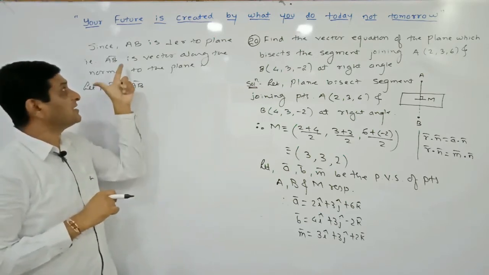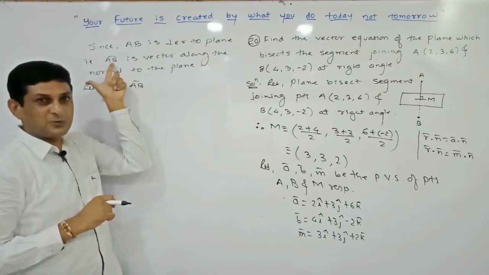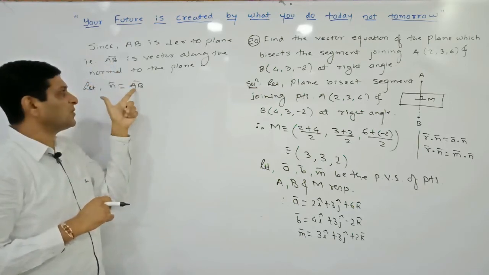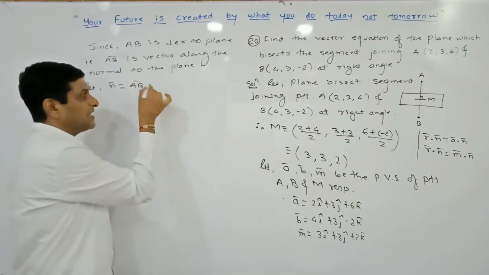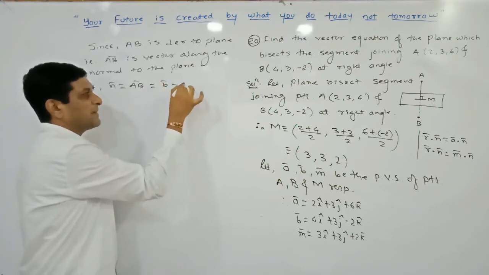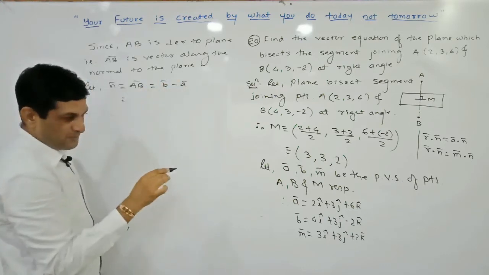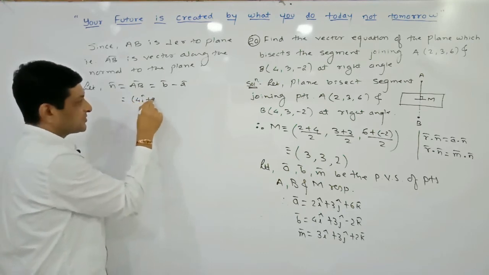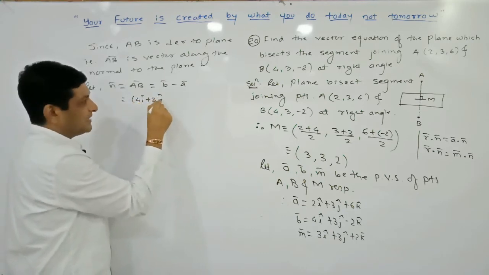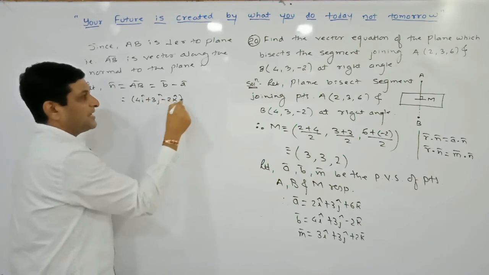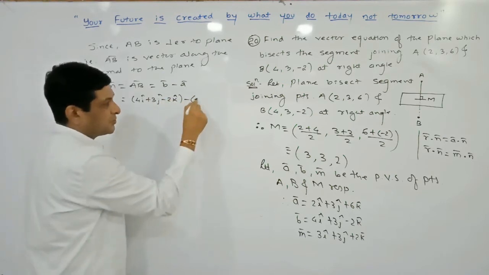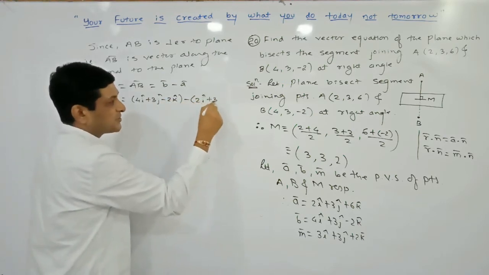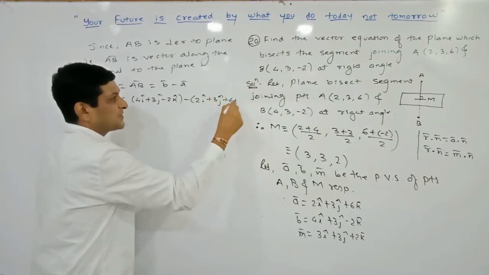N bar. And here which is the vector perpendicular to the plane? AB bar. Just simply denote AB bar by N bar. And AB bar can be written as B bar minus A bar. Substitute the value of B bar, which is nothing but 4i cap plus 3j cap minus 2k cap, minus A bar. A bar is equal to 2i cap plus 3j cap plus 6k cap.